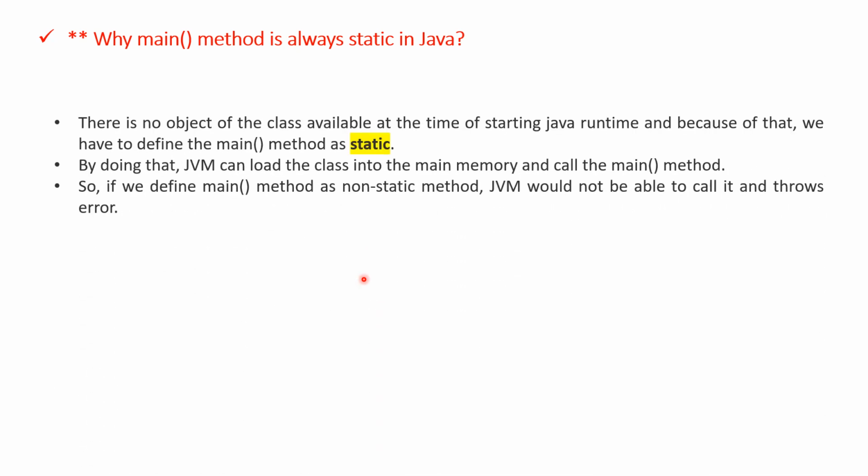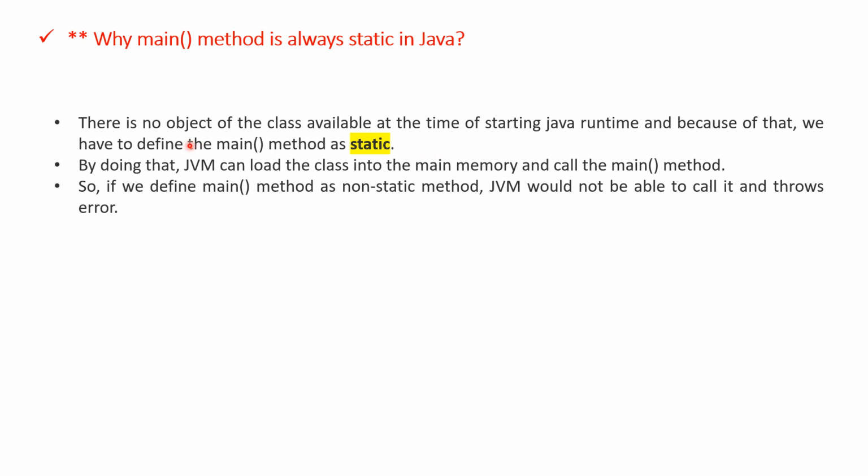So here there is no object of the class available at the time of starting the Java runtime. While starting, obviously we do not have any object of any class available for us, right? In the beginning of the Java application, that is the Java runtime, and because of that we have to define the main method as static. At the start we do not have any object available. The class is not creating any object during the starting of the Java runtime.